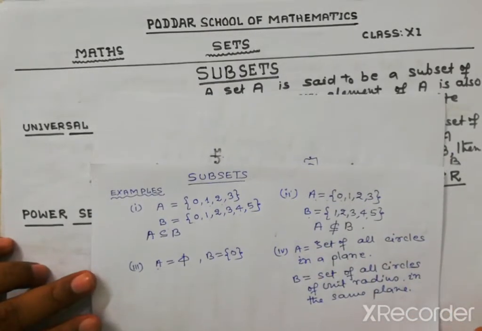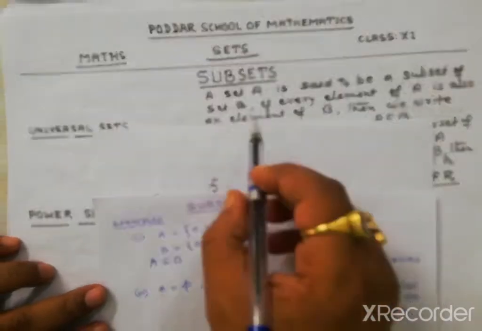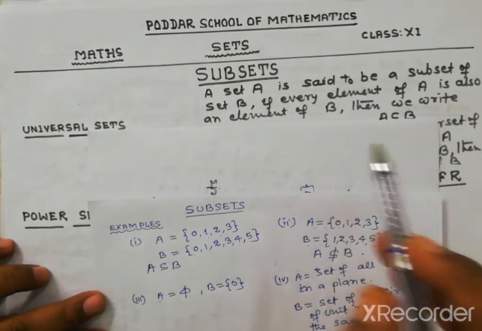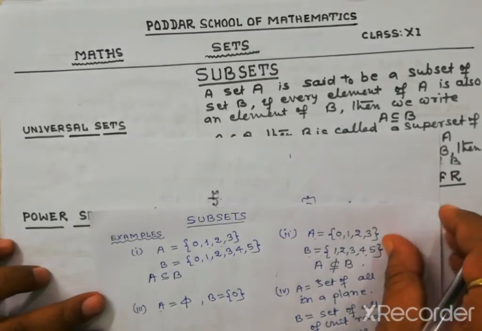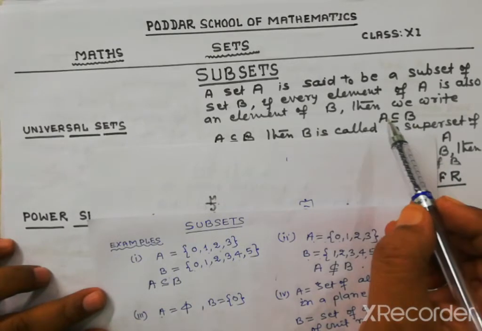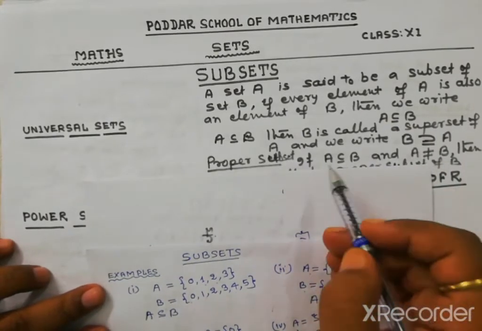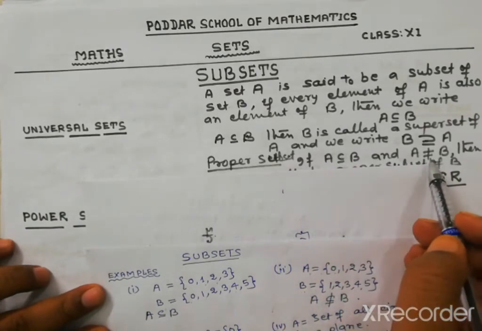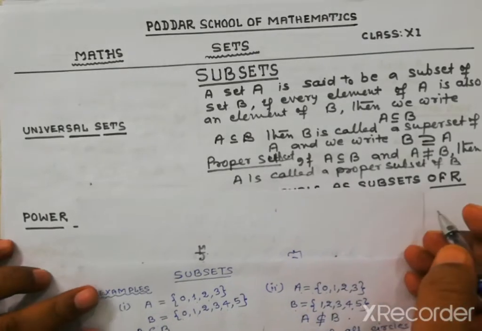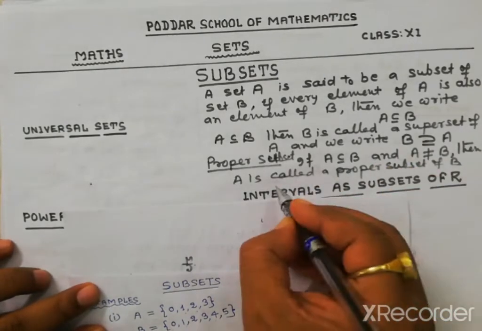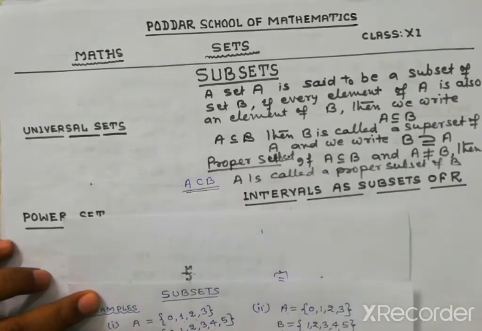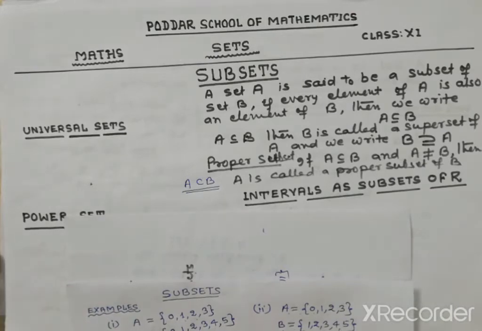So the definition of subset is set A is said to be a subset of B if every element of A is also an element of B, and we write A is a subset of B. If A is a subset of B, then B is known as the superset of A. And if A is a subset of B and A and B are not equal, then A will be called as proper subset of B, and we write simply A is a proper subset of B like this. I think it is clear what is subsets.